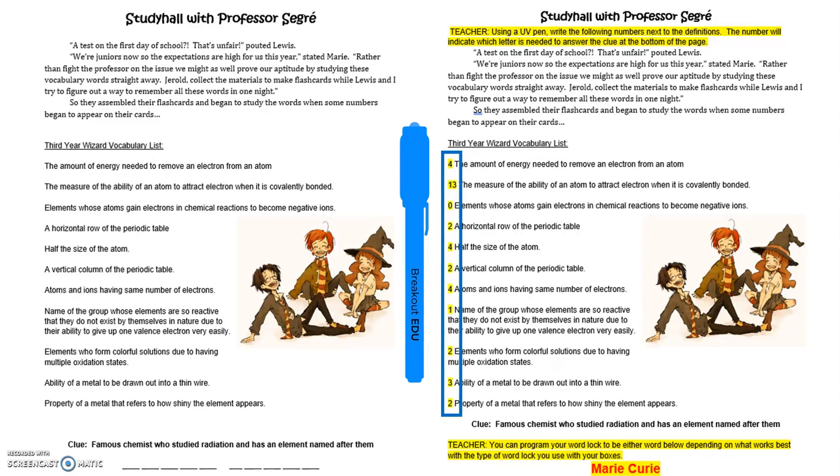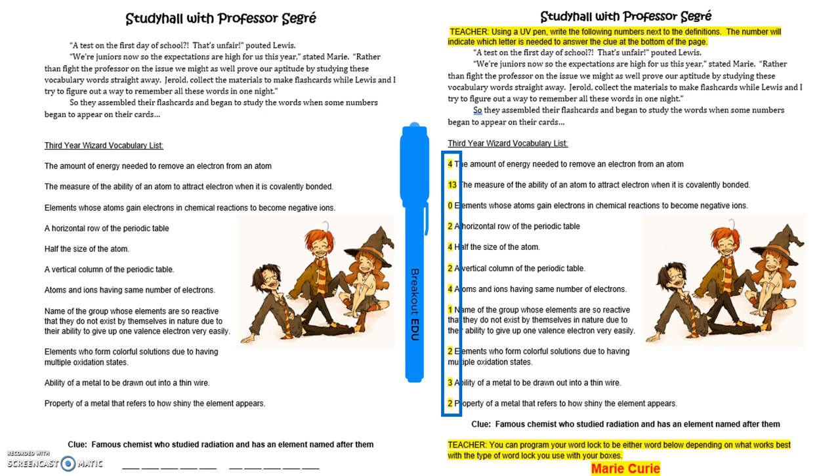Once they have all of their letters, they need to unscramble them in order to come up with the name of a famous chemist who studied radiation and has the element curium named after them. Hopefully they will be able to, with that clue and the letters that they've obtained from the definitions, unscramble those to come up with the name Marie Curie.